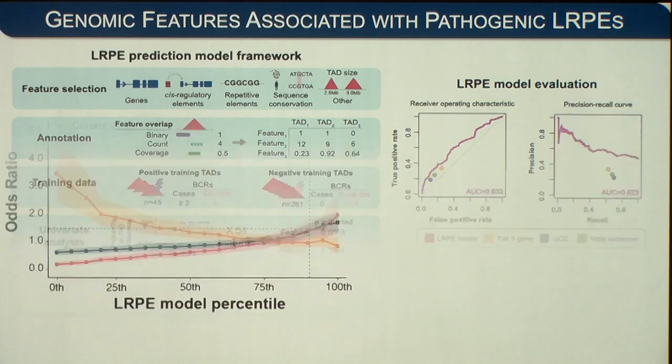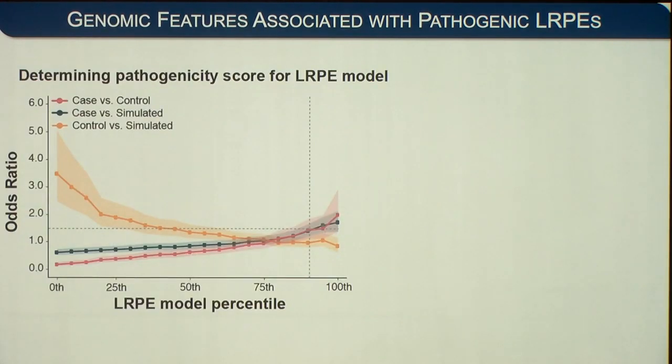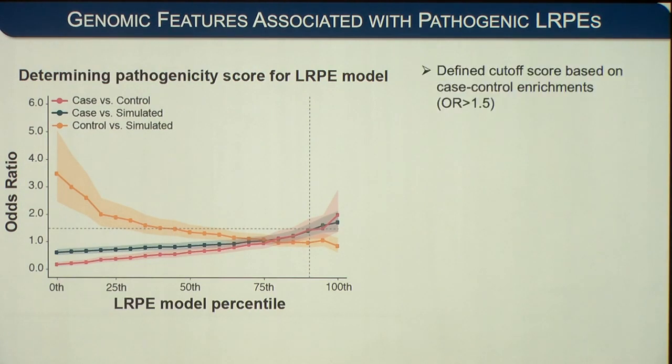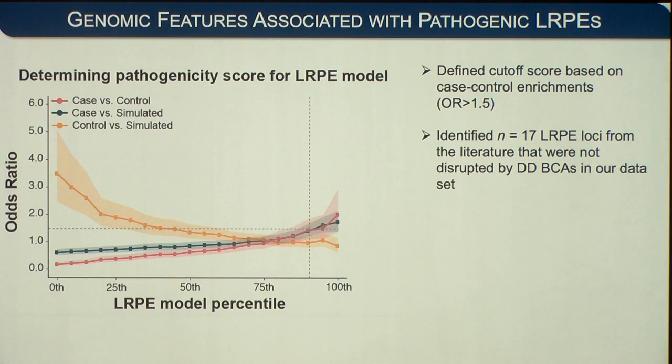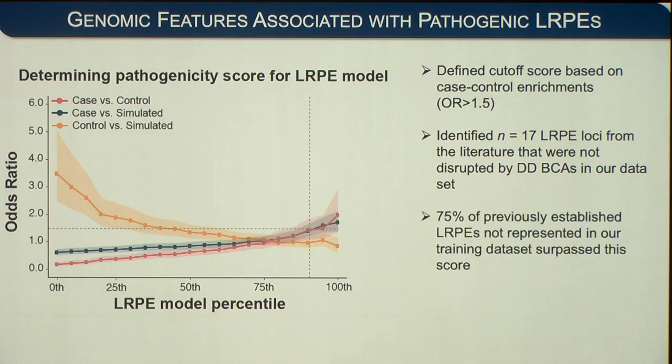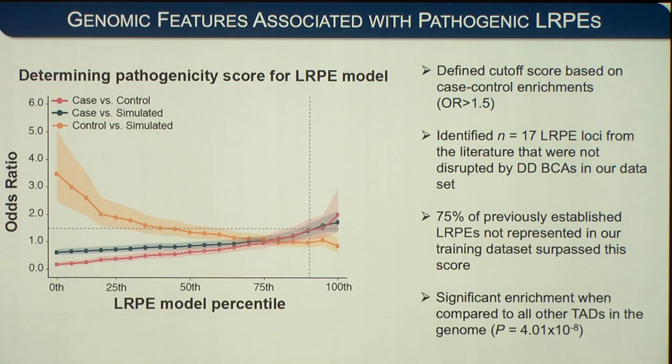annotation. And a second thing we wanted to do was to define a pathogenicity cutoff score. So we applied our model to all TADs in the genome and looked for the point at which there was an enrichment of cases versus controls. And then we went to the literature and identified 17 known positional effect loci that were not included in our training data. And what we observed is that 75% of these previously associated loci were ranked above this threshold that we had defined. And this was a significant enrichment compared to all other TADs in the genome.